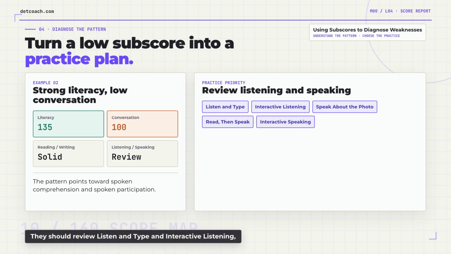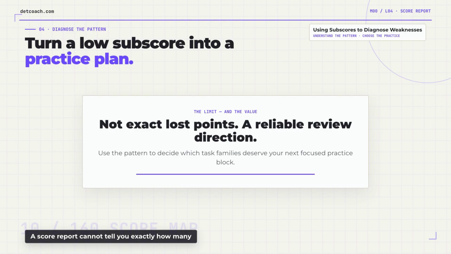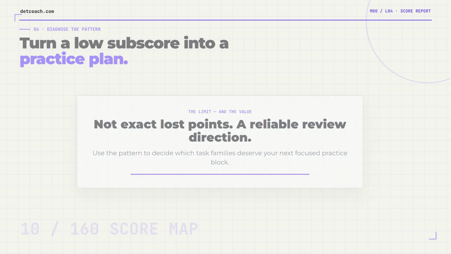They should review listen and type and interactive listening, along with speaking questions such as speak about the photo, read, then speak, and interactive speaking. A score report cannot tell you exactly how many points you lost on each question. It can, however, point you toward the areas you need to review.